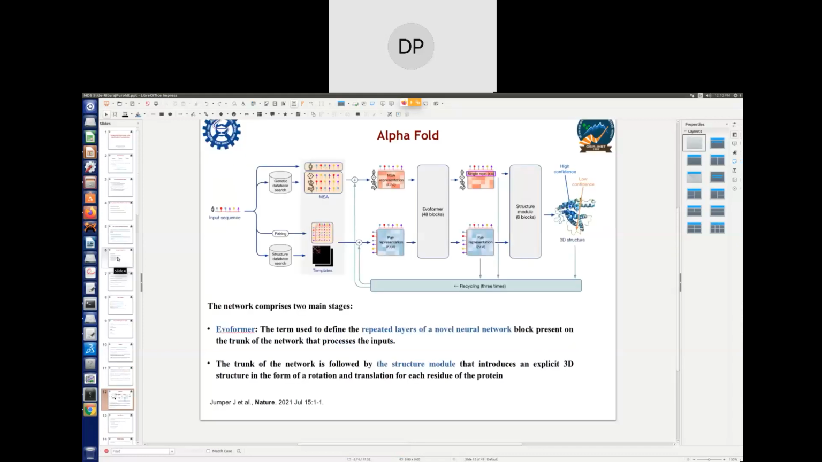Here you can see the architecture, which was recently published a few months back. In this, the user puts in the input, and the input goes to the genetic database search and, at the same time, the structured database search. Through the genetic database search, you will have the MSA, and the structured database finds an appropriate template. Again, it goes to the evoformer block, which processes it, and another evoformer block checks the structure, and finally we have the three-dimensional structure of the protein.